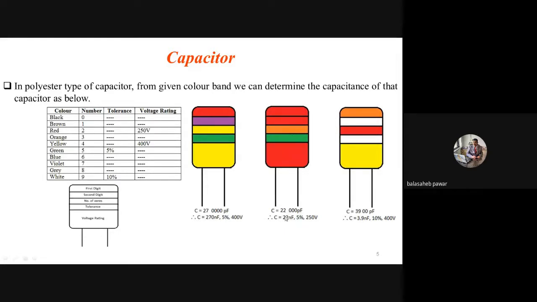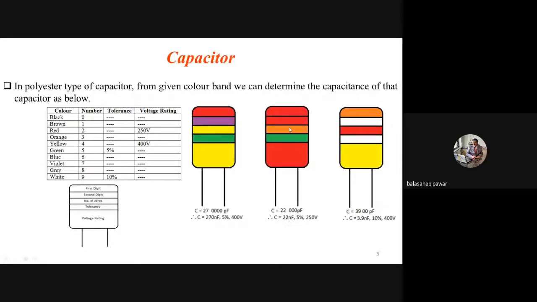So 22 into 10 raised to 3 into, again pico is compulsory, that is 10 raised to minus 12, and note down the unit of that capacitor, that is farad. So the capacitance of this second example is 22 nanofarad.